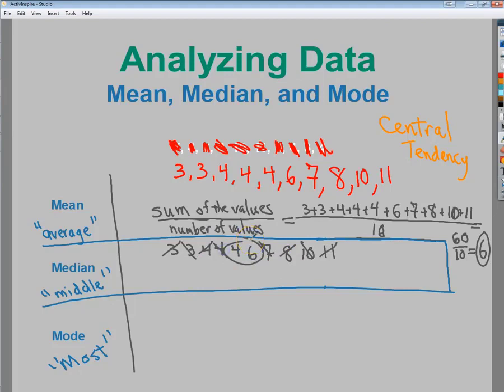In this case, I have two middle numbers. If you just have one, that's your median. If you break it down into an odd number, say there's 9, well, there'll be one in the middle, and that's your median value.